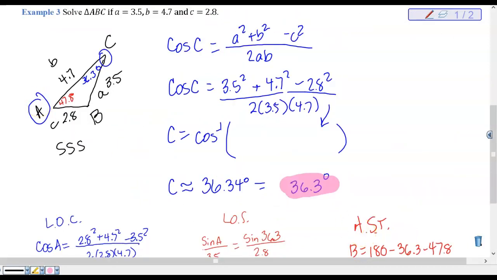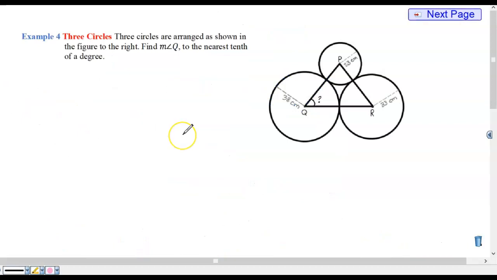Okay, last problem. Here we go. So here we have example 3, circles, and it says 3 circles are arranged as shown in the figure to the right. You can see that they're all tangent to each other. These circles are touching each other in one spot. And it says find the measure of angle Q to the nearest tenth of a degree.